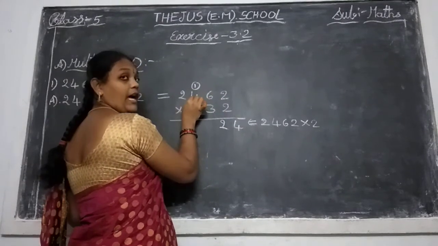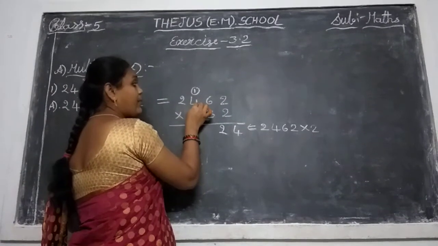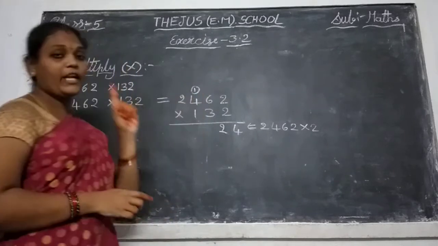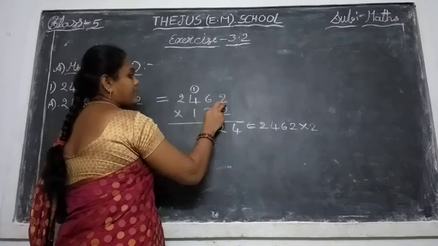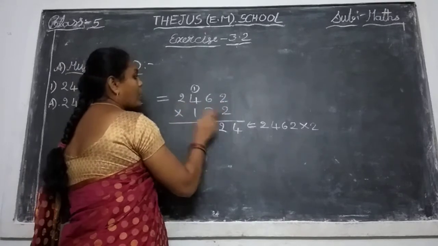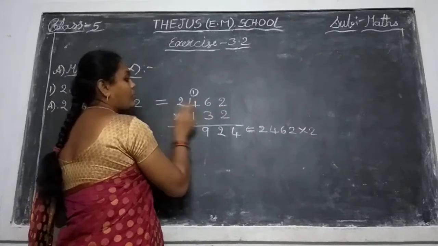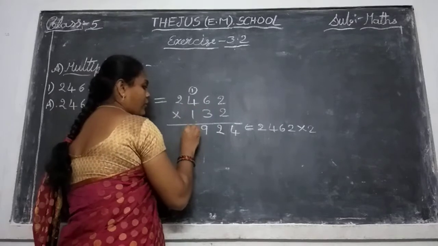Now 2 4's are 8. That 8 will be added to this one. 8 plus 1 is 9. So right here 9. So these three numbers will be completed with 2. Now the last number is 2. 2 2's are 4. Okay children?